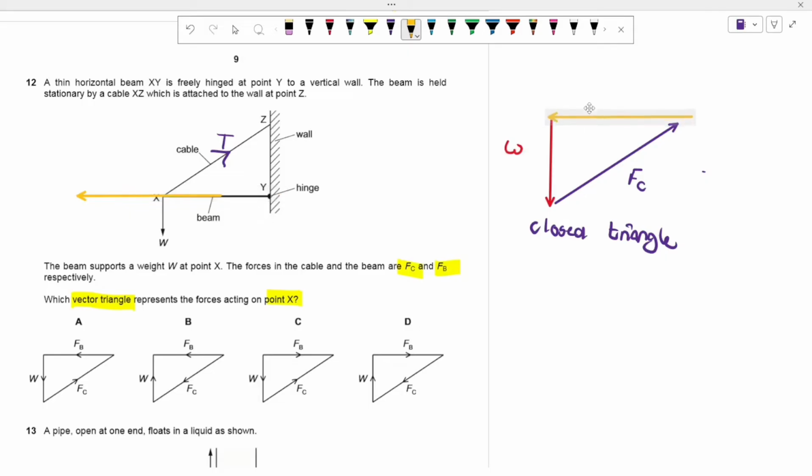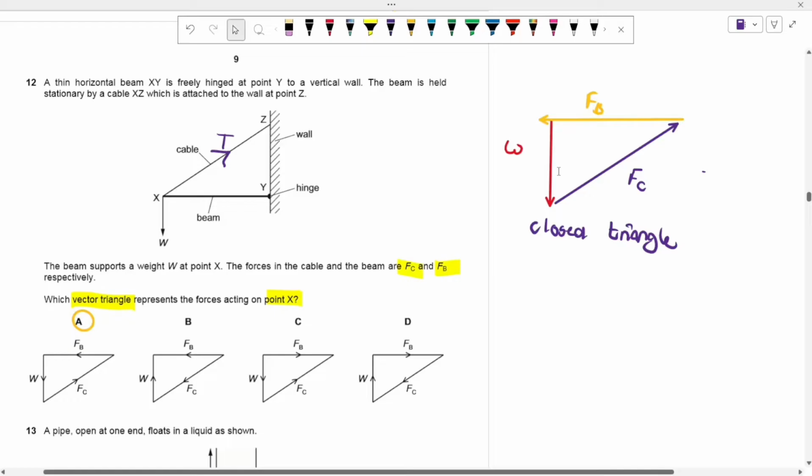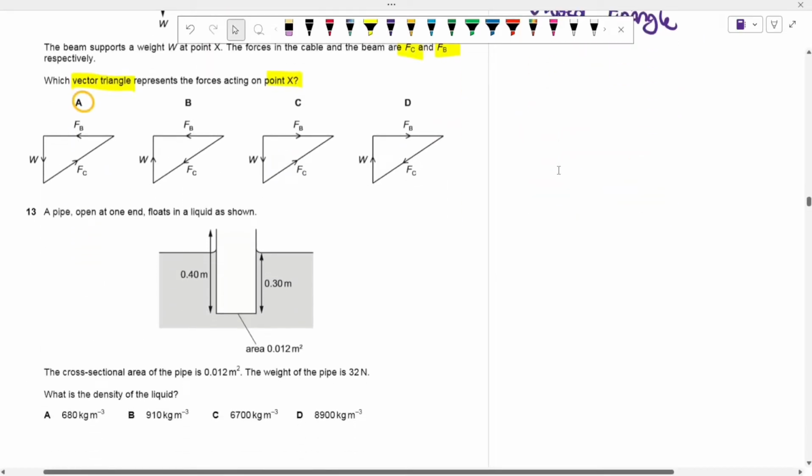By joining our things head to tail, we just need to form a closed triangle. So FB should be acting in this direction. Okay, so it means that weight down, FC in that direction, FB in that direction. The correct answer will be A. Very important, guys, for you to be thinking of that. Move on to question number 13.